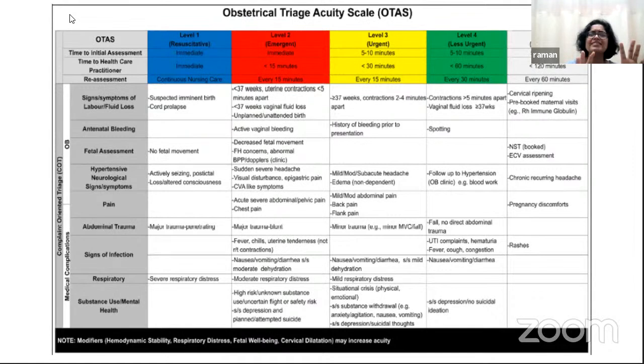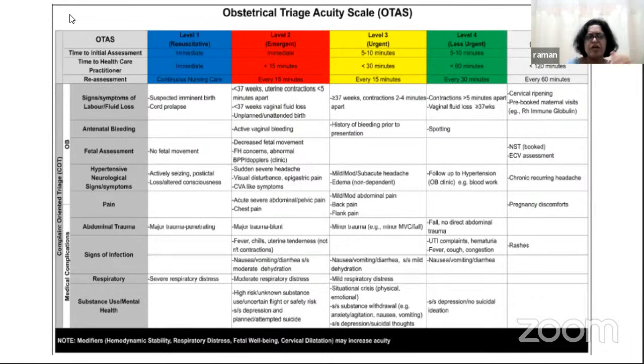Basically, you have specific acuity scales based upon their gestational age, early pregnancy, late pregnancy. You also have one for postpartum. So you have the initial acuity scale, which is based upon the history. So basically, is she coming in labor? Is she having any bleeding? You look at a few salient features, and then you triage them based upon the level they come in.